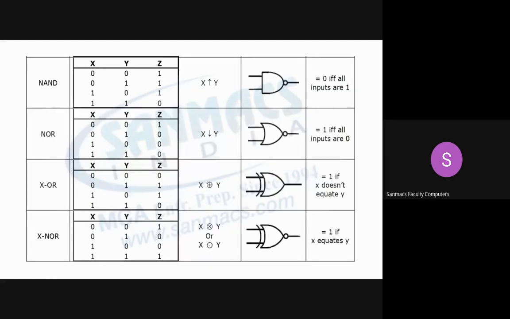So the first one is XOR, that's exclusive OR. What happens here is that whenever the inputs are different, only then you're going to get a 1. But whenever the inputs are both the same, then you're always going to get a 0. So let's take a closer look.